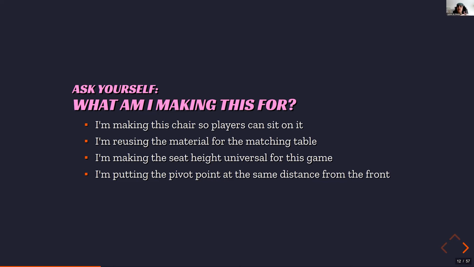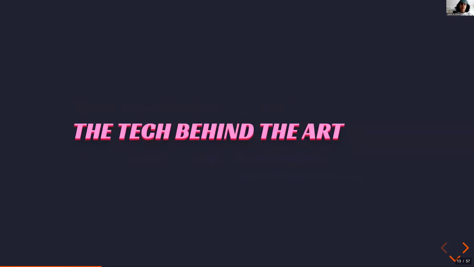So the pivot point at the same distance from the front, so the knees won't clip through the seat. The character will target the same distance from the center of the object. It's how animation logic works when you want target animations. So let's just start with the details.